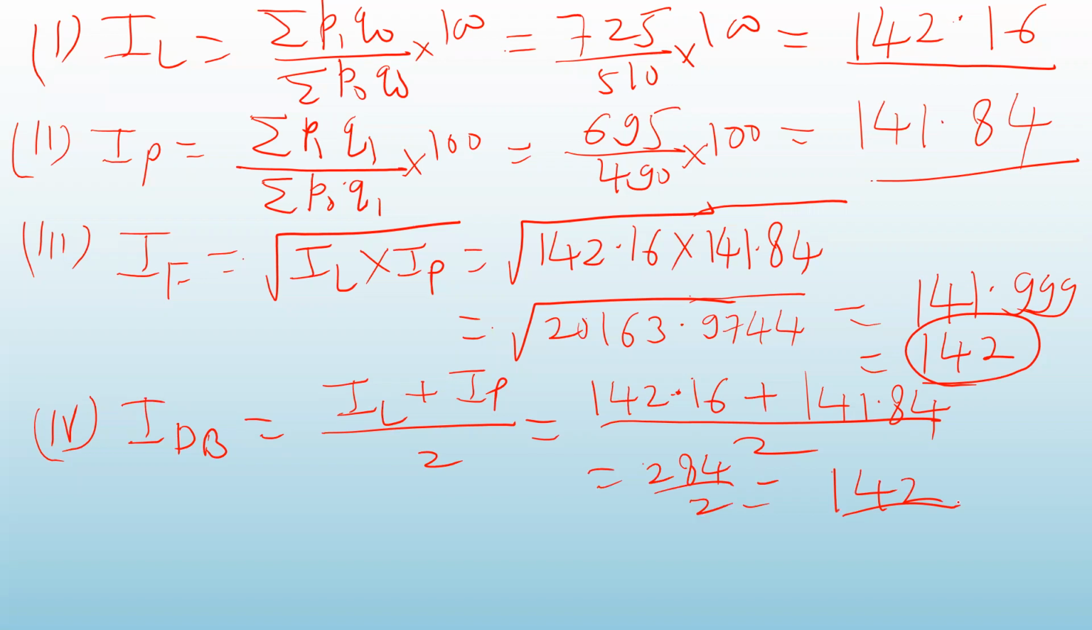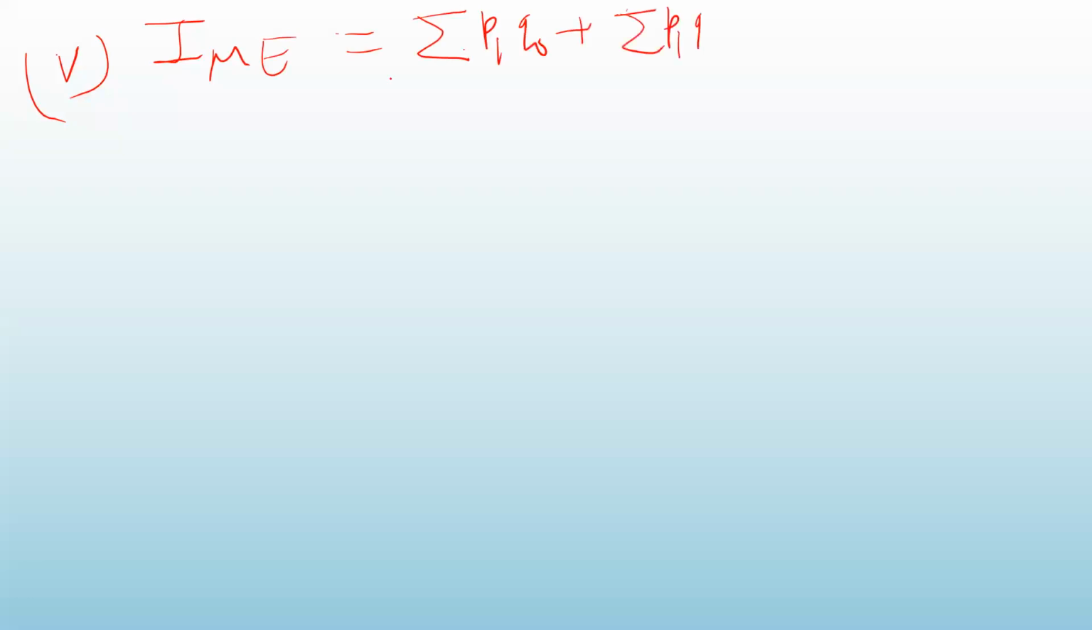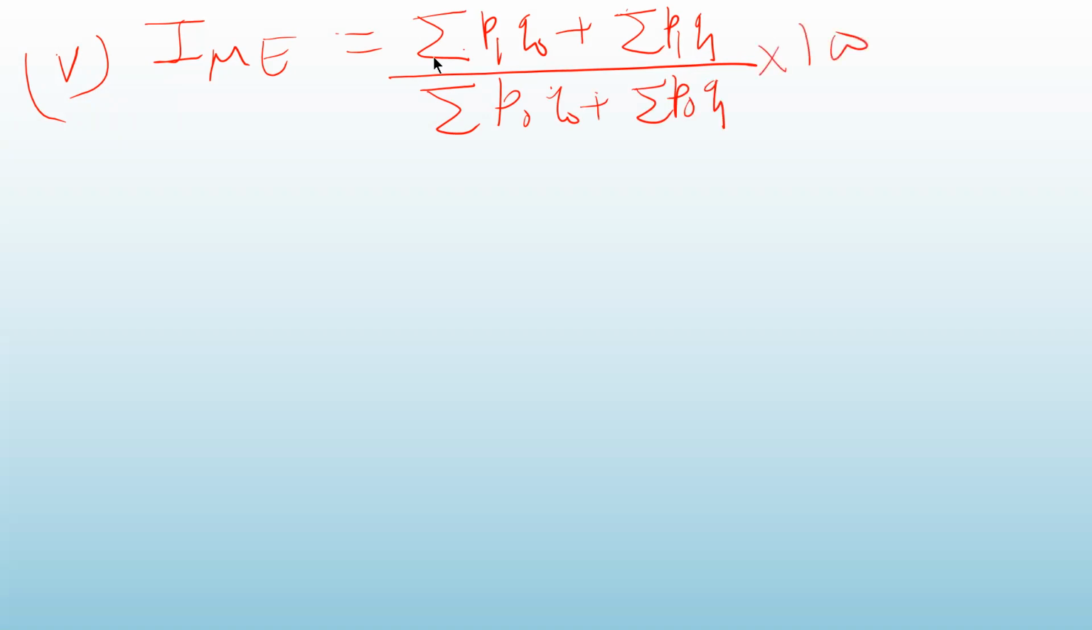Now what remains is IME, that is Marshall-Edgeworth. I hope you have understood. The fifth one is Marshall-Edgeworth. How do you find Marshall-Edgeworth? The formula is: the numerator will be the sum of the numerators of IL and IP, so summation of P1 Q0 plus summation of P1 Q1, divided by summation of P0 Q0 plus summation of P0 Q1, into 100. So you take the numerators of IL and IP in the numerator, and the denominators of IL and IP in the denominator.